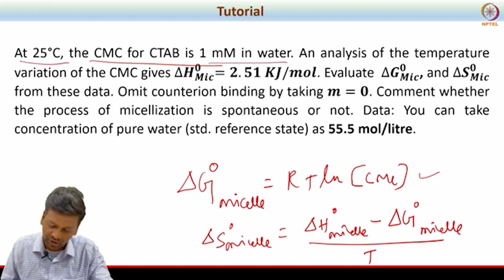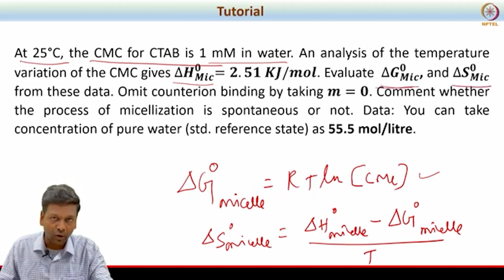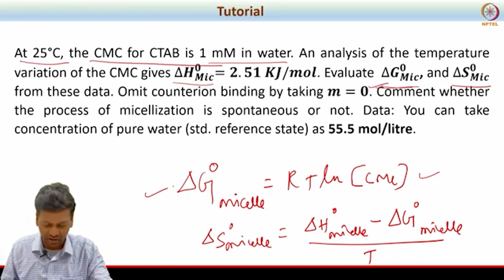The temperature data is given. They have also given the change in enthalpy of micellization at standard reference state. What is being asked is to calculate the delta G of micellization at standard reference state and the change in entropy of micellization at standard reference state. We need to evaluate these two unknowns. If you want to calculate the Gibbs free energy of micellization at standard reference state, this is the formula.